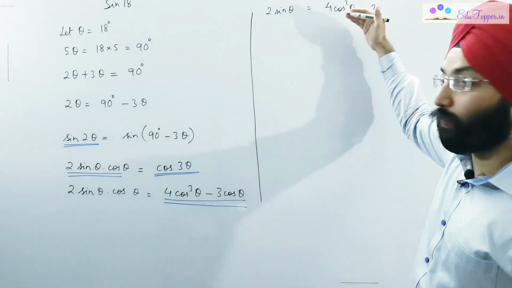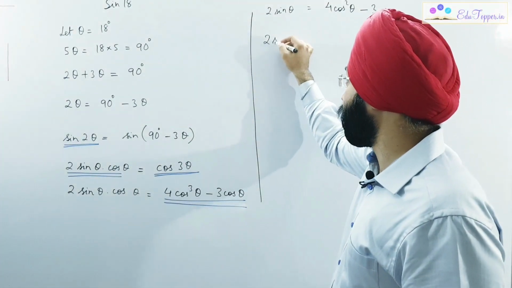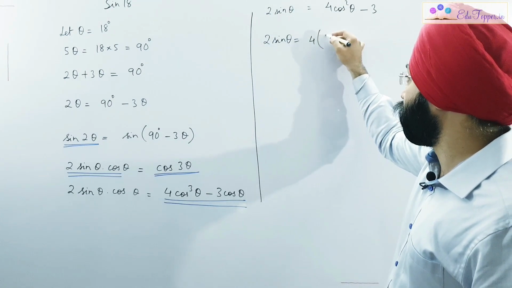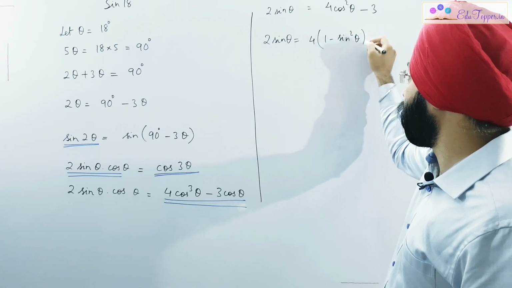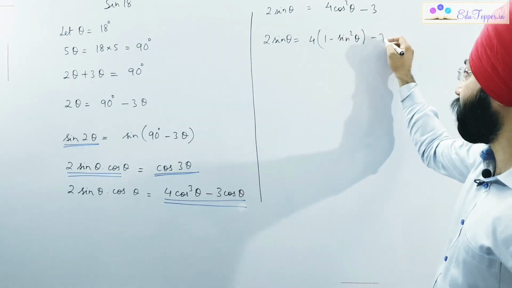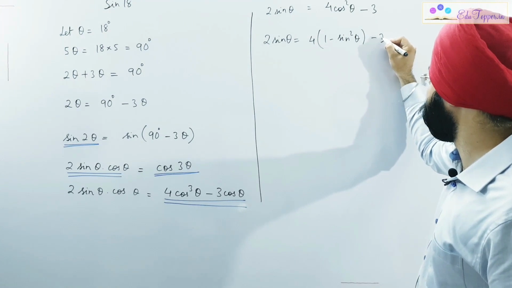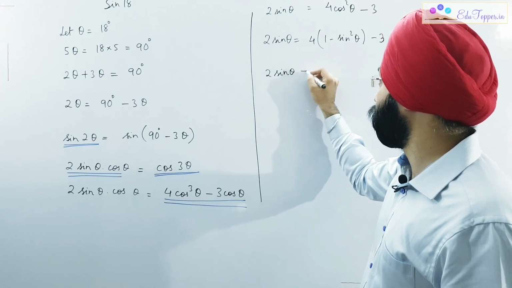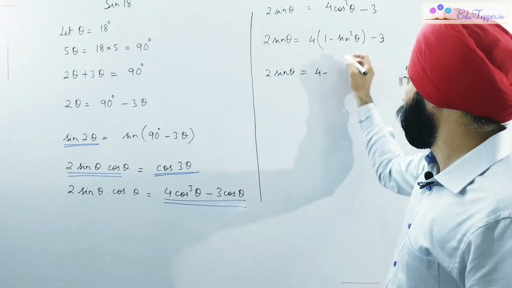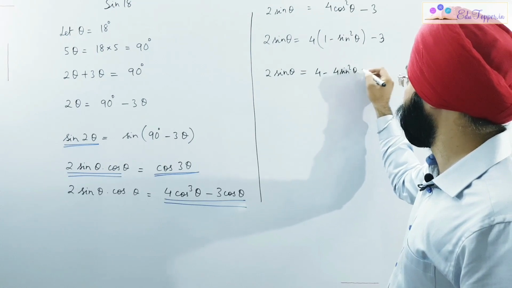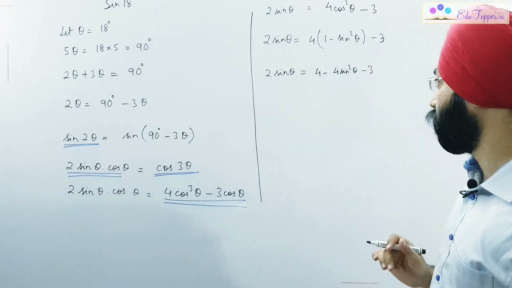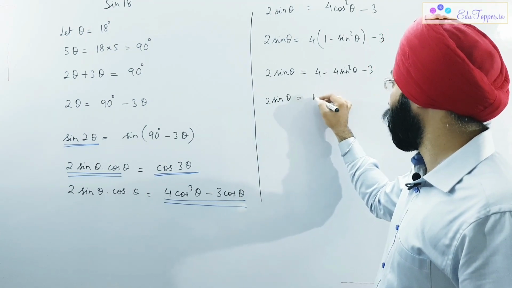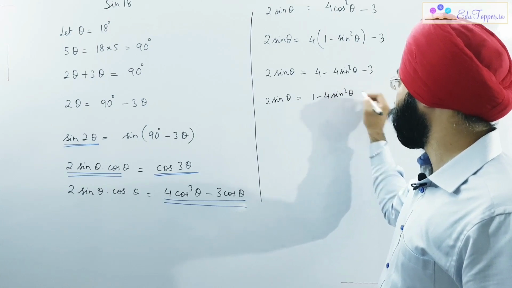Now we have to get rid of this cos square theta as well. So we'll write it as 1 minus sine square theta, because we know that cos square theta is equal to 1 minus sine square theta. So we'll change it into that form, and we'll have 4 into 1 minus sine square theta minus 3. Next, we'll write 2 sine theta is equal to 4 minus 4 sine square theta minus 3. Now we'll have 2 sine theta is equal to 1 minus 4 sine square theta.